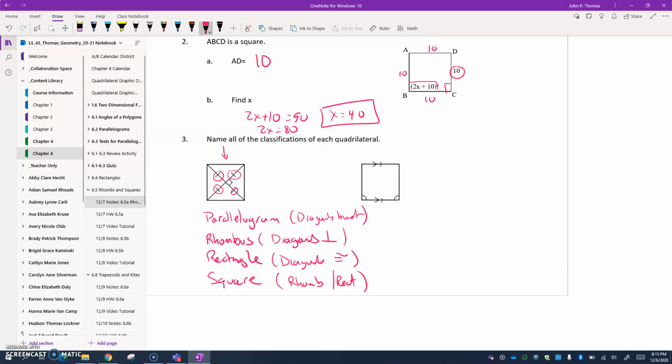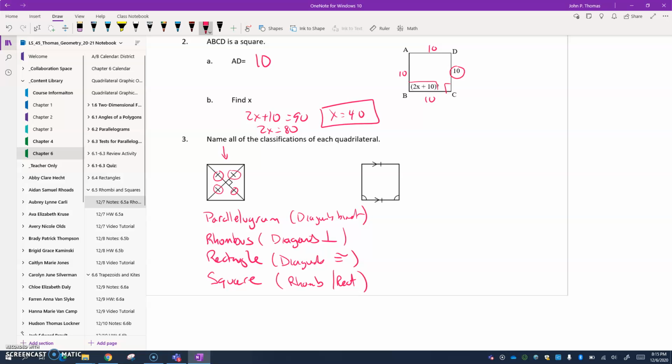Remember, this is a representative drawing. It's not necessarily saying that the shape you're seeing is the shape it is. All it's saying is that this is a representation of some shape that has 4 sides.